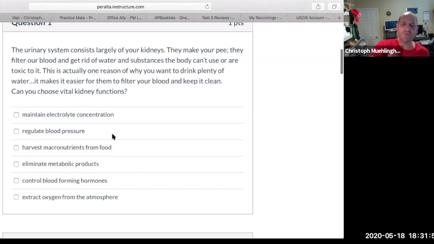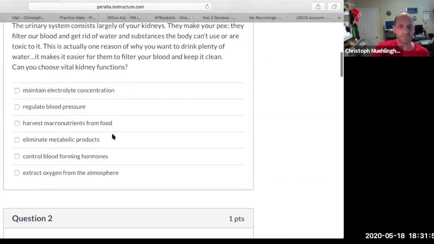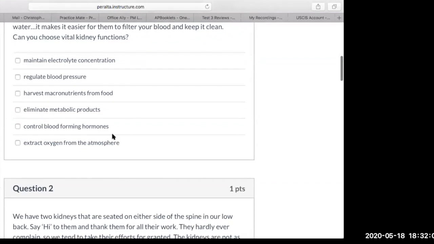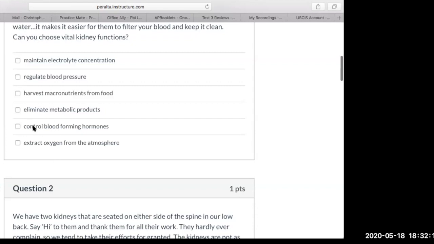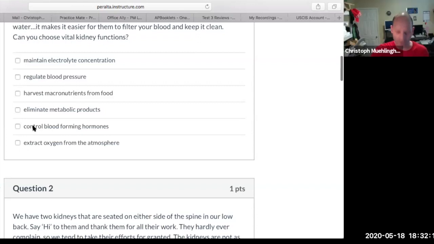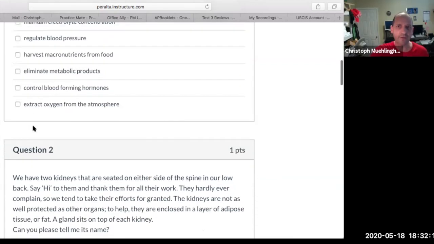Can you choose vital functions of the kidneys? Jessica: maintain, regulate, eliminate, and extract oxygen. Oh, no. No. Control blood forming hormones. Very good, very good. And that's Jessica, right? Yeah.